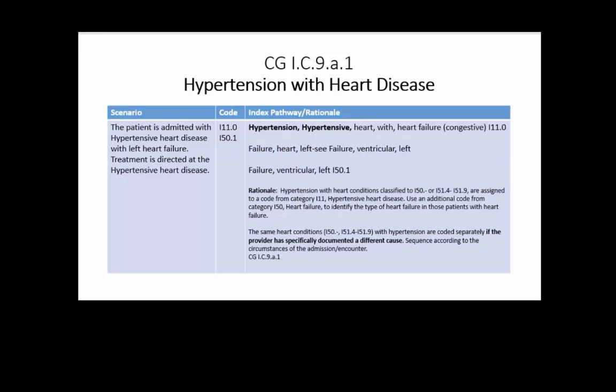The first coding guideline we're going to look at is hypertension with heart disease. This is very common to find in the hospital, someone who has both hypertension and heart disease, and sometimes associated heart failure. And the codes that you choose are based upon how the treatment is directed. In this particular example, the treatment is directed at the hypertensive heart disease and not at the heart failure. So the hypertensive heart disease would be your principal diagnosis.